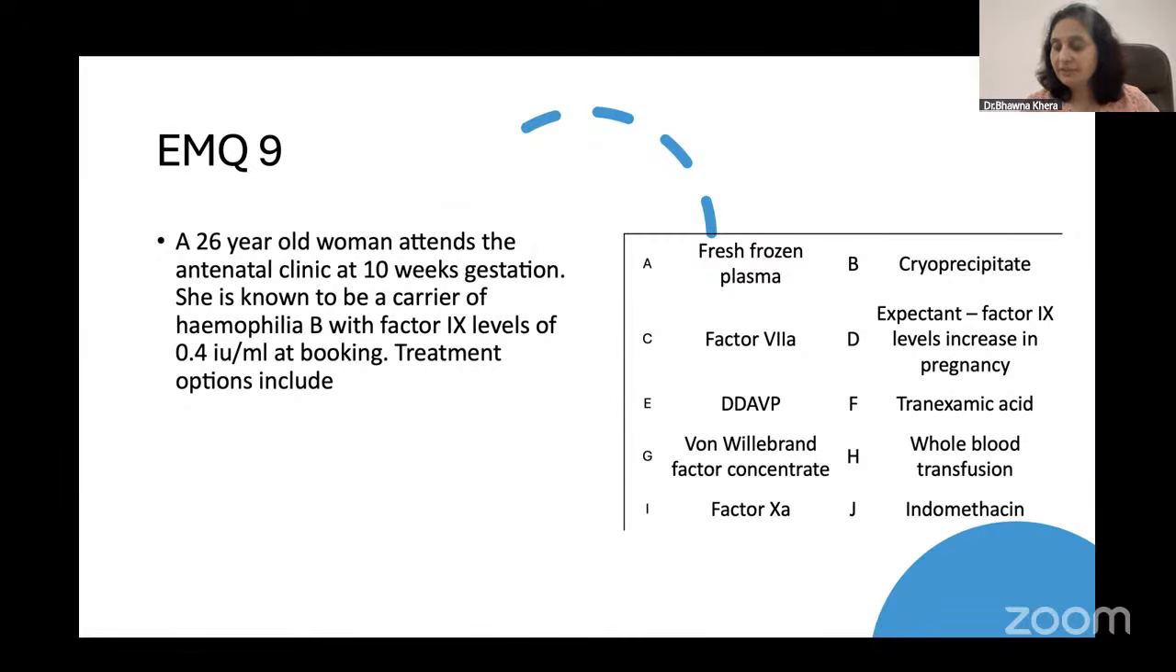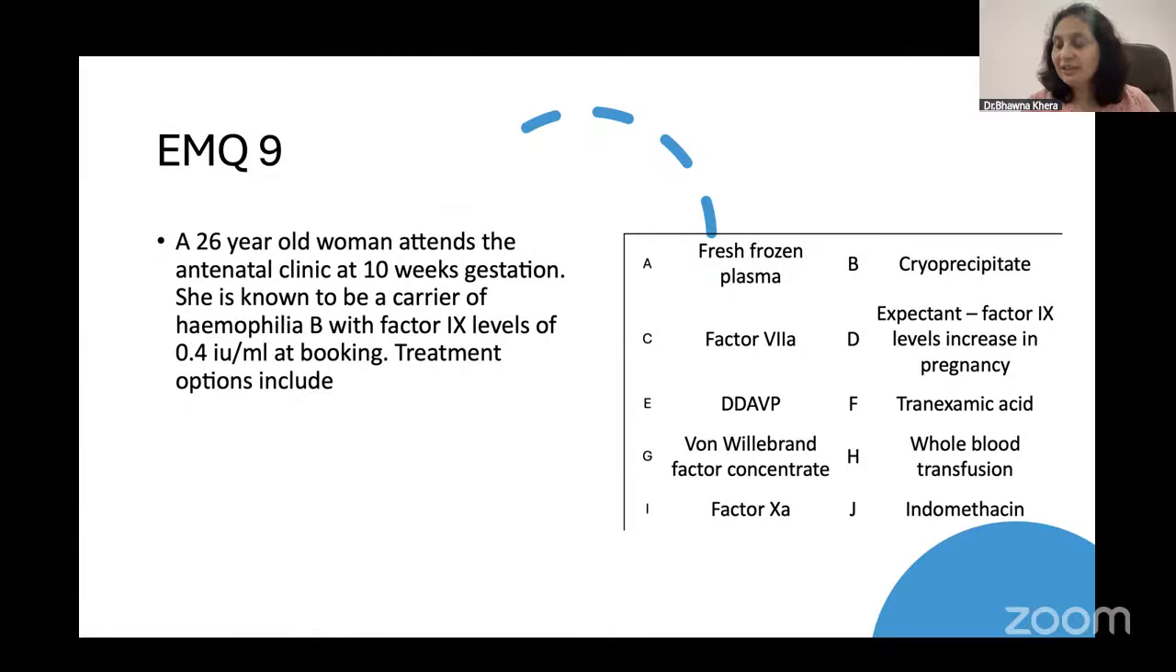Okay, DDAVP. So in factor 9 deficiency, do you think DDAVP helps? Which levels increase with desmopressin? Do factor 9 levels increase?